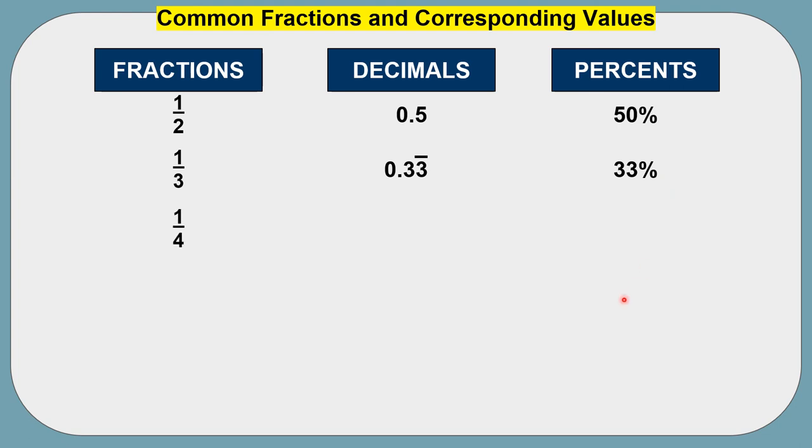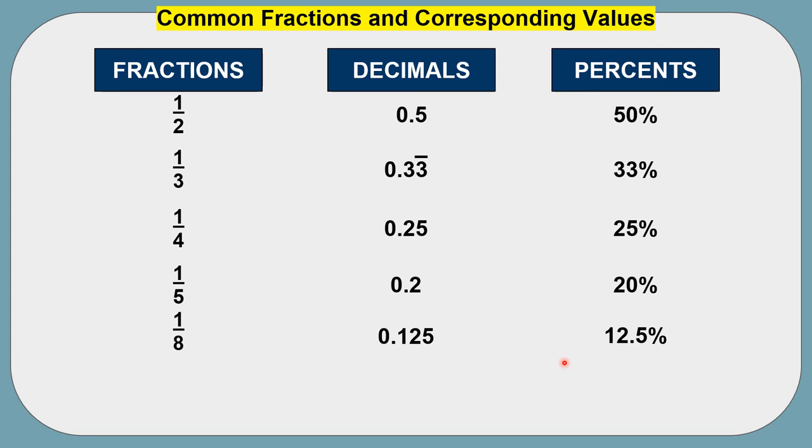And then, we have 1/4, 0.25. And then, this is 25%. And then, 1/5 is 0.2. Okay? And then, 20%. Then, 1/8 is 0.125. This is just 12.5%. And then, 3/4, if you look at it, 1/4 is 0.25. So it's just three of these, right? So, this is 0.75. And then 75%. So, most probably, you will meet these common fractions. And then, it's easy to remember the equivalent decimals and percents. Alright?